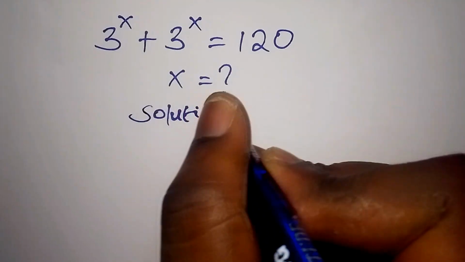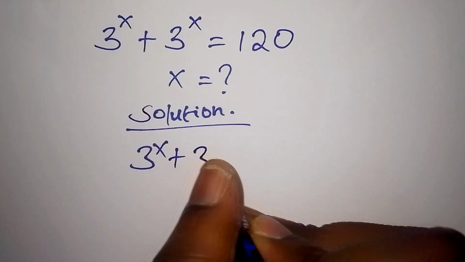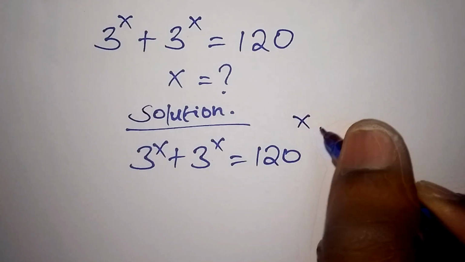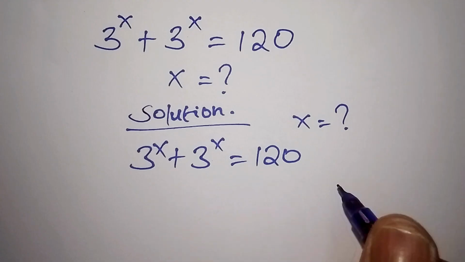In our solution to this maths problem, we have 3 to the power of x, plus 3 to the power of x, is equal to 120. We are asked to solve for the value of x. The first thing that you need to do is to factorize this maths problem.